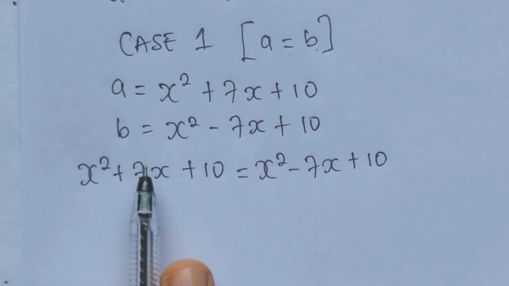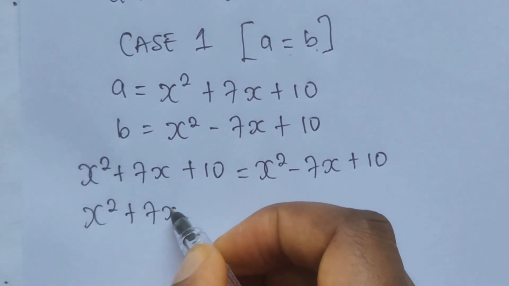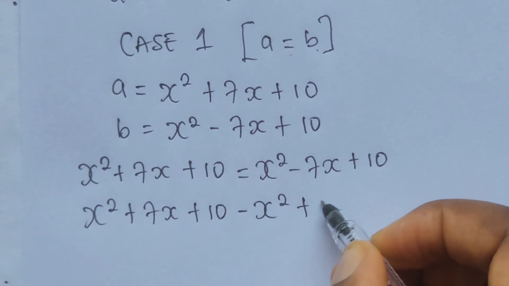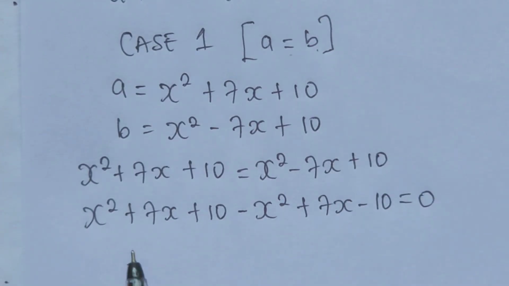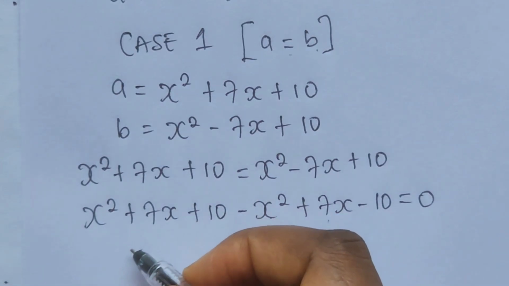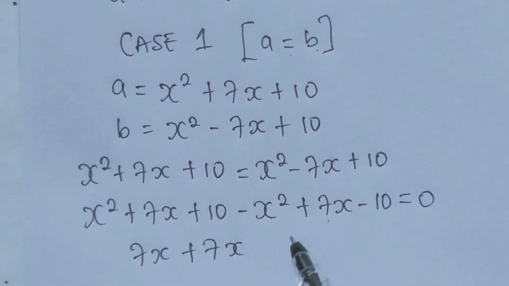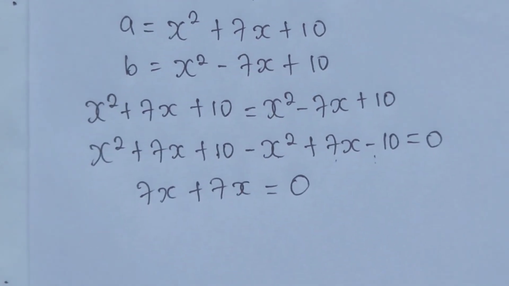So we'll be moving this to the left. We have x squared plus 7x plus 10 minus x squared plus 7x minus 10 to be equal to 0. So x squared minus x squared is gone. We have 7x plus 7x. We have 10 minus 10. So we have equal to 0.